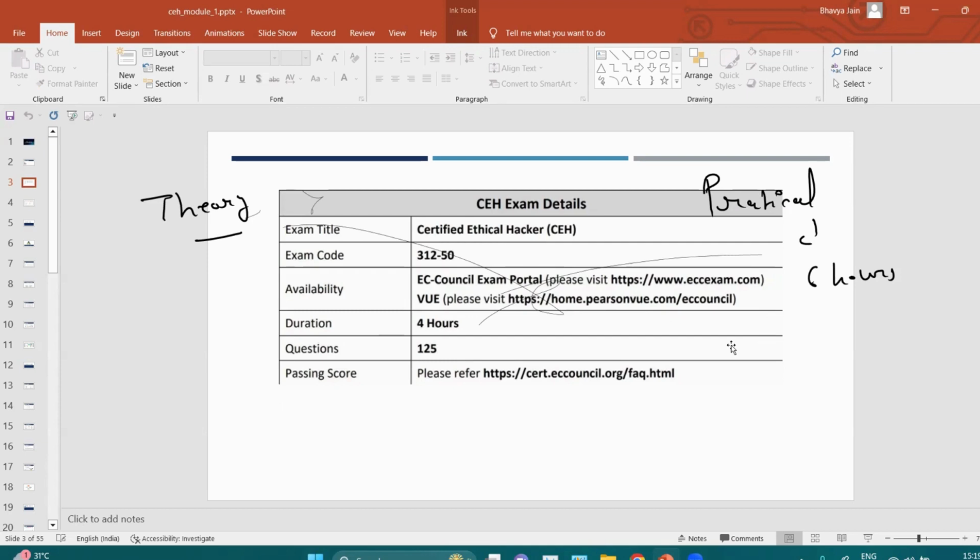You can go for either one of them, theoretical or practical. Both have equal weightage in the market. In the theory exam you will get around 125 MCQs and some drag and drop questions. In the practical, you will get around 20 questions, where you have to solve the lab and then answer the questions. It does not matter which one you take first; both are equally important, so you can go for either one of them. Both carry equal weightage in the market.